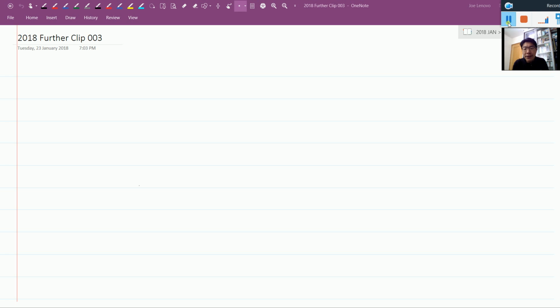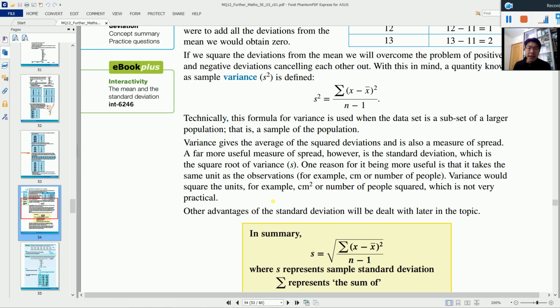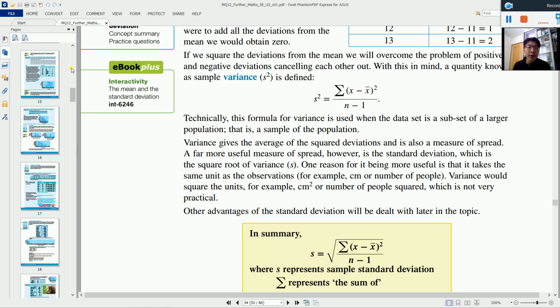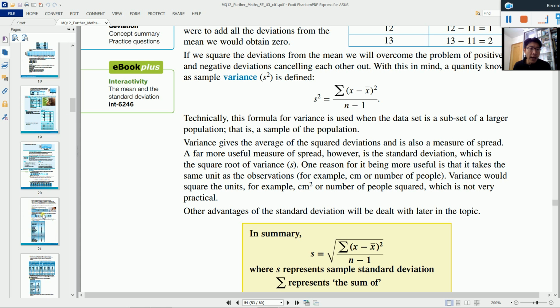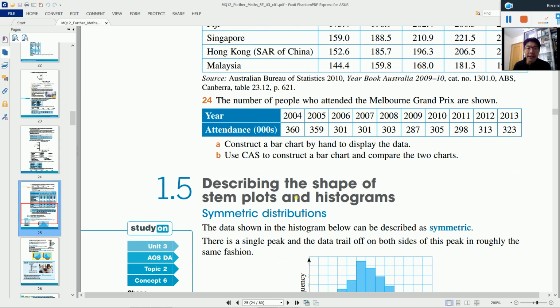So what you do today, if you see the book, it would be on page 25, chapter 1.5. So we go back to chapter 1, the earlier chapter, to look at a bit more details. Let's read through some information from the book first. Let me find it, page 25. You should have this in your Dropbox account.